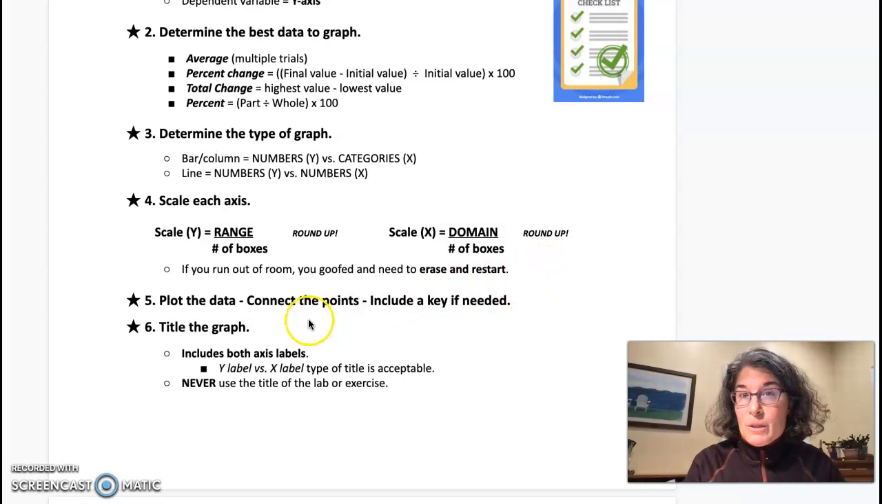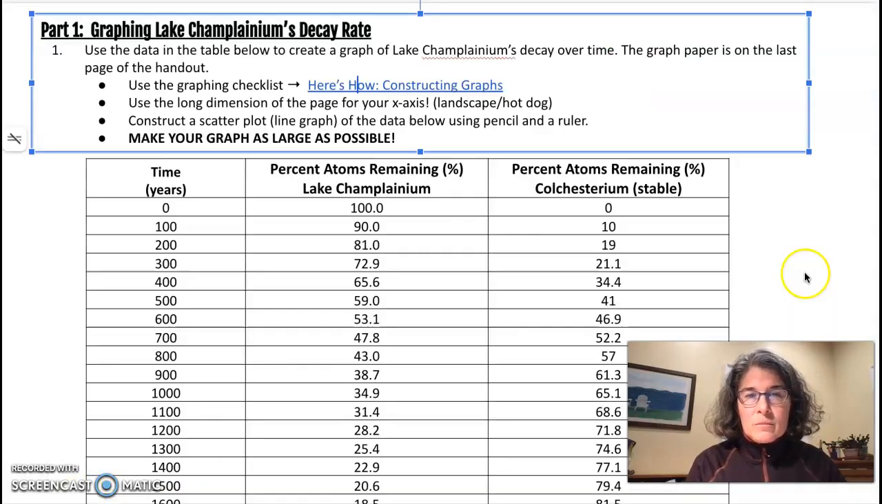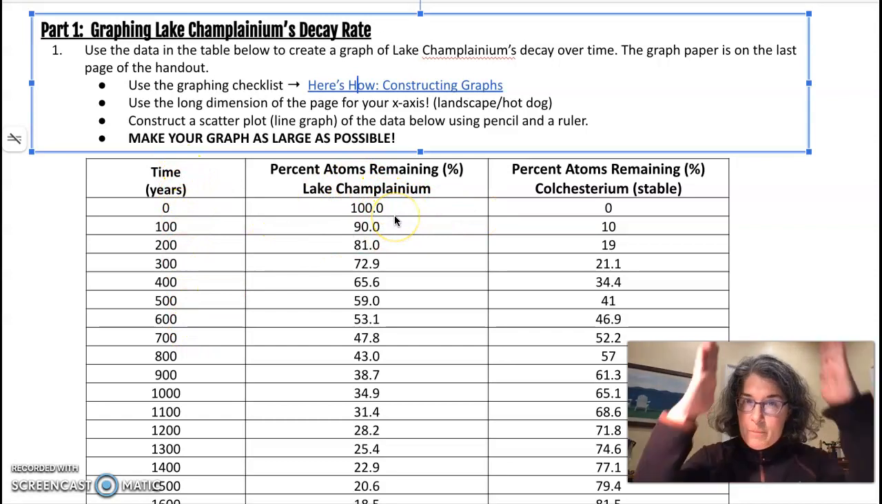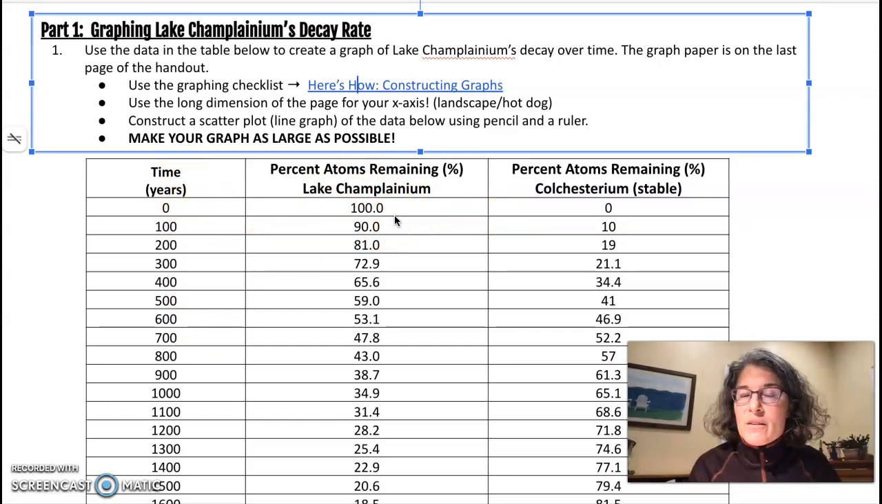Once you've done that, you're going to plot all of your data points. You're going to include a key if needed, and then you're going to title your graph. So make sure you're using this checklist to help you out. Two tips that I would make as you're making this graph is, first, I would graph time versus Lake Champlain and do that whole data set all together.